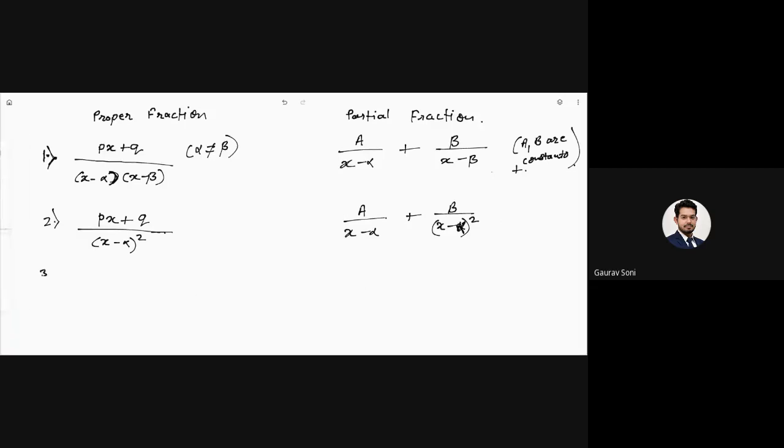Third one, x square plus bx plus c upon x minus alpha, x minus beta, x minus gamma.